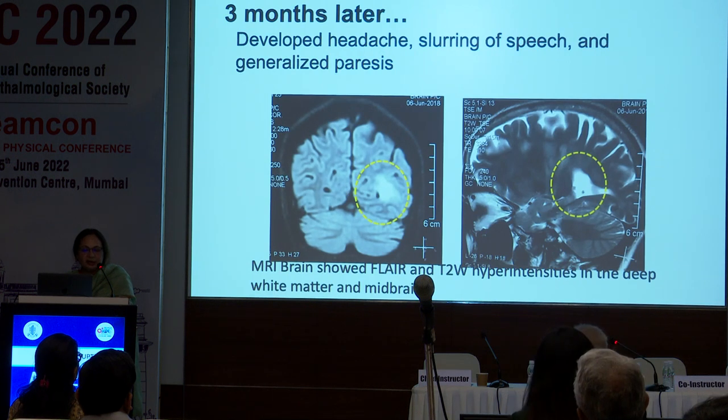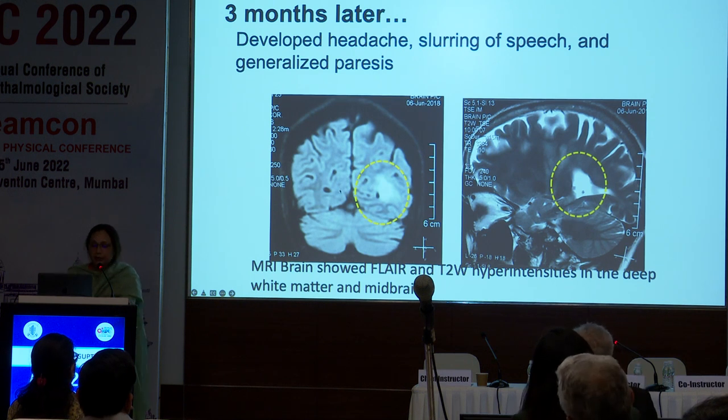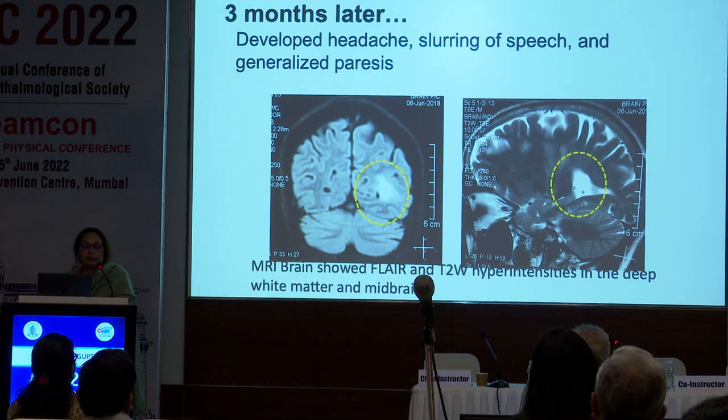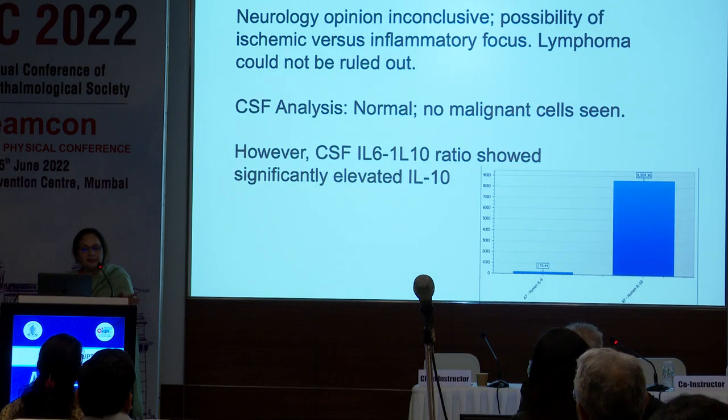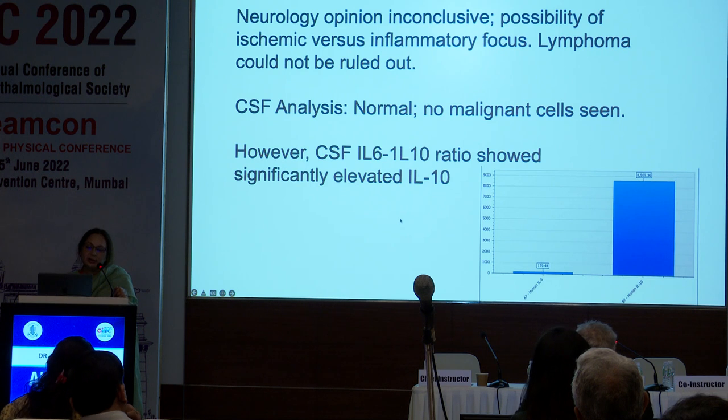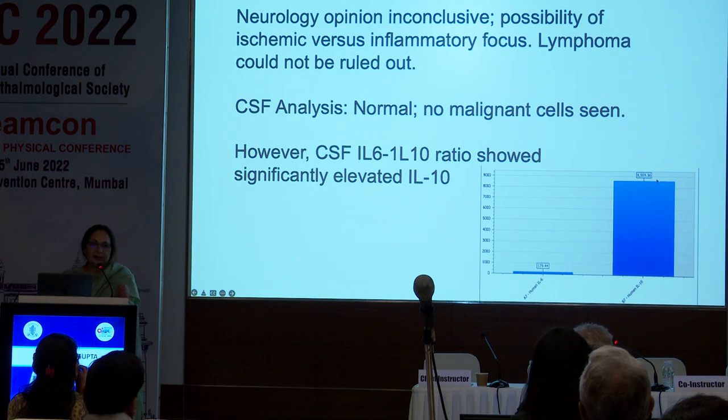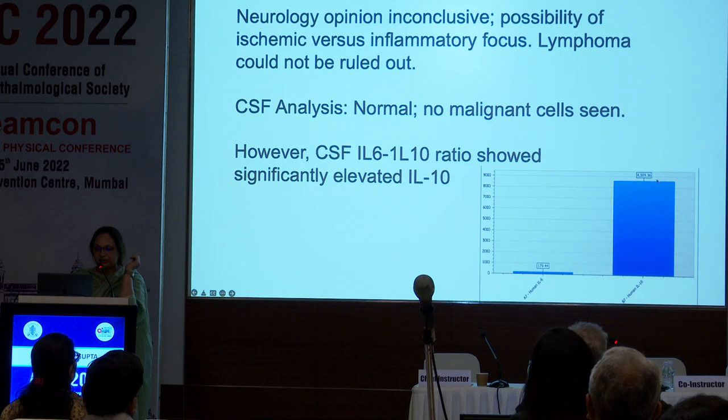Three months later, she has headache, slurring of speech, generalized seizures, and now MRI shows these lesions, which was normal 3 months ago. Even at that point, the neurologist kept saying it could be ischemic infarct, it could be tuberculoma or whatever. Anyway, neurology opinion inconclusive. Lymphoma could not be ruled out. Finally, she underwent CSF analysis, and I pushed them to do IL-6 and IL-10 ratios, which showed IL-10 elevated in the CSF, a marker towards lymphoma.